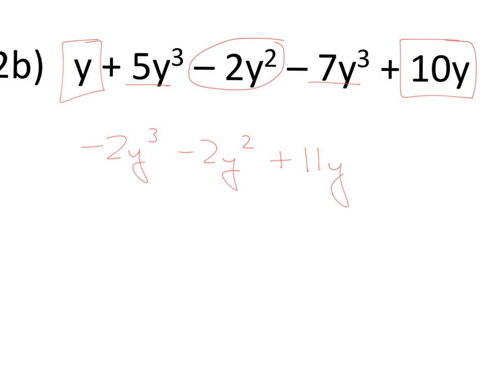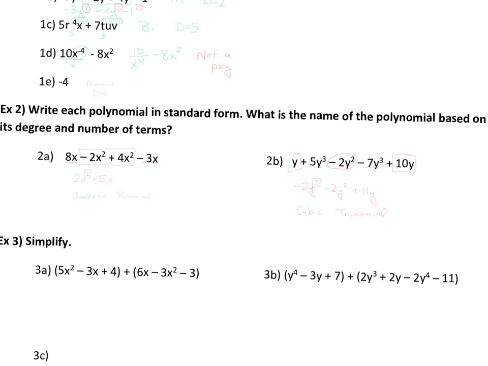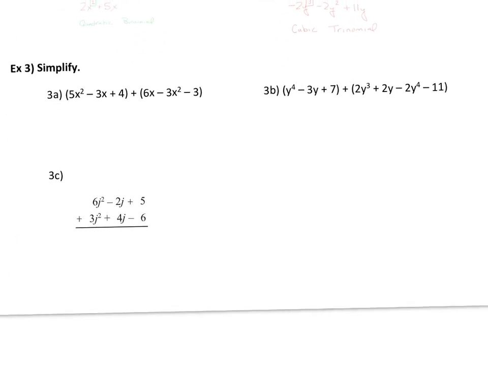All right, so now we're going to name it. So if I have an exponent of 3, it's called a cubic. And then since I have 3 parts to it, it's going to be a cubic trinomial. Okay.